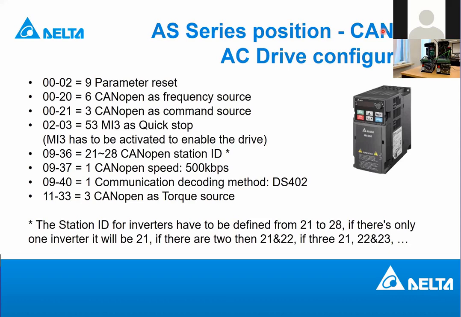The next step now, we're going to set the communication protocol. So let us set CANopen as the frequency source. Also set CANopen as the command source. We'll do that with parameters 020 and 021. So let's set 020 to 6, and we set 021 to 3. So let's go.